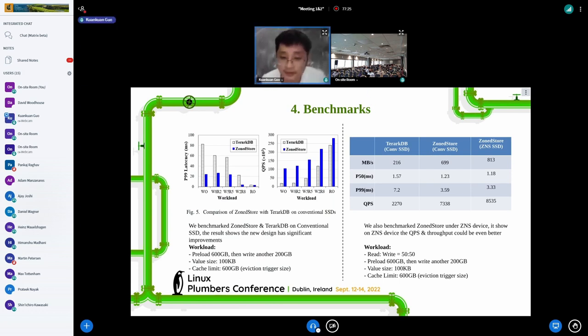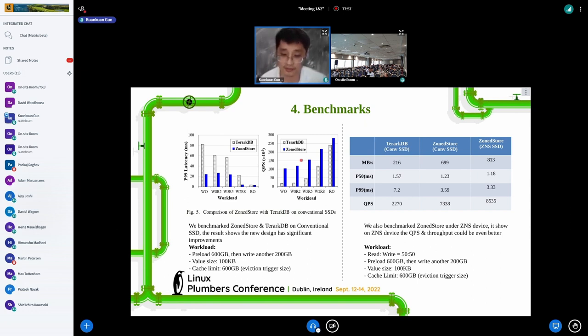Next page, benchmarks. Let's see the results. There are a few benchmark results I would love to share with you. The last part is one of the papers that we published before. It shows that on a conventional SSD, I compared TerarkDB on ext4 and ZoneStore on a block device directly.